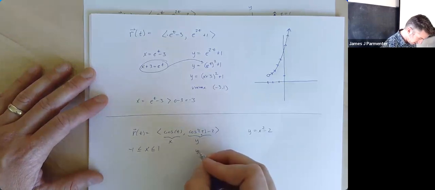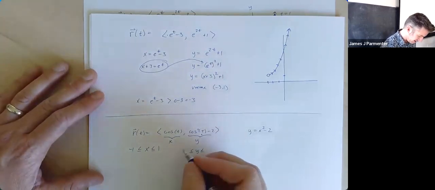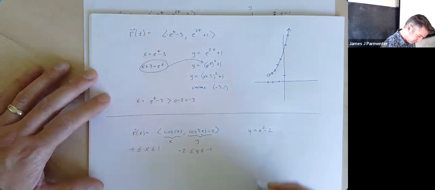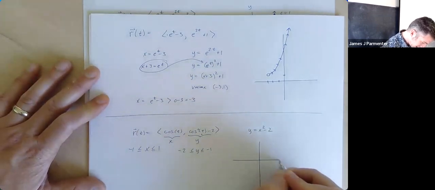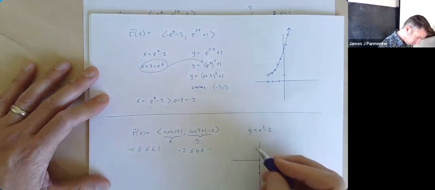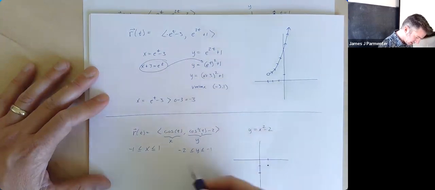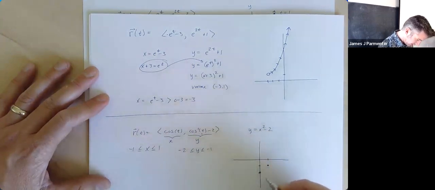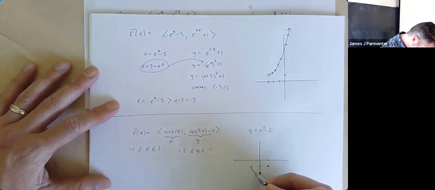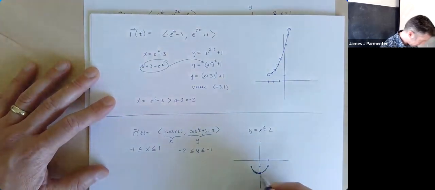So y is going to end up being between, I mean, you don't really need to actually say that because we're going to get it from the graph anyway, but y is going to be between -2 and -1. So if x is 1, y is going to be 1 minus 2, which is -1. If x is 0, y is going to be -2. If x is -1, y is going to be -1. So we just get this portion of the parabola. And sorry, it's drawn poorly there.